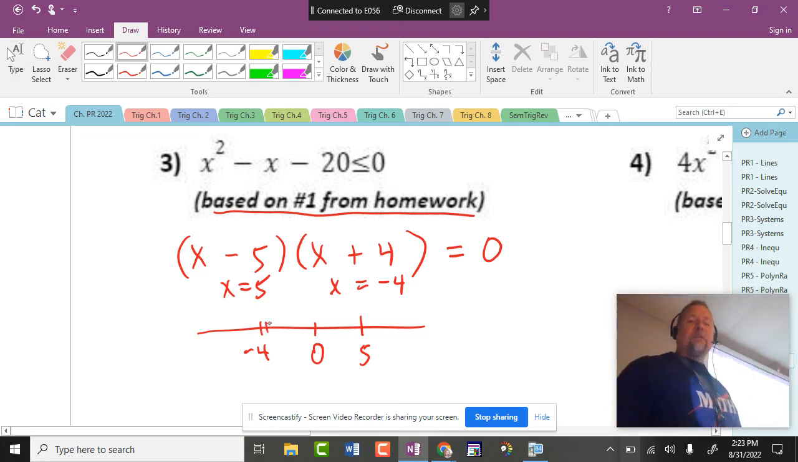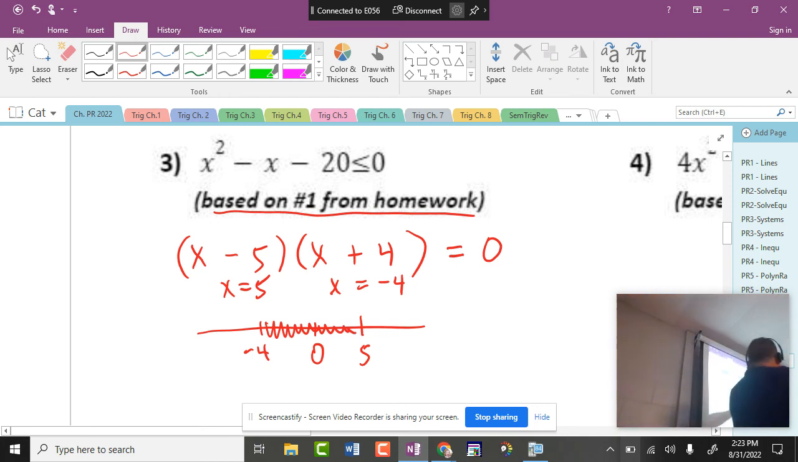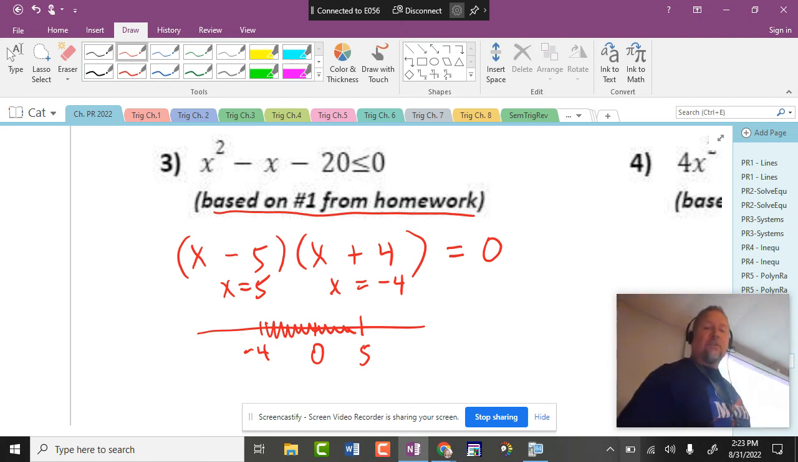And then what happens with negative 4? I'm going to bore you with that. When I plug in negative 4, that's 16 minus negative 4, which is plus 4. 16 plus 4 is 20. 20 minus 20, less than or equal to 0. True or false? True. That means they are part of the solution set.